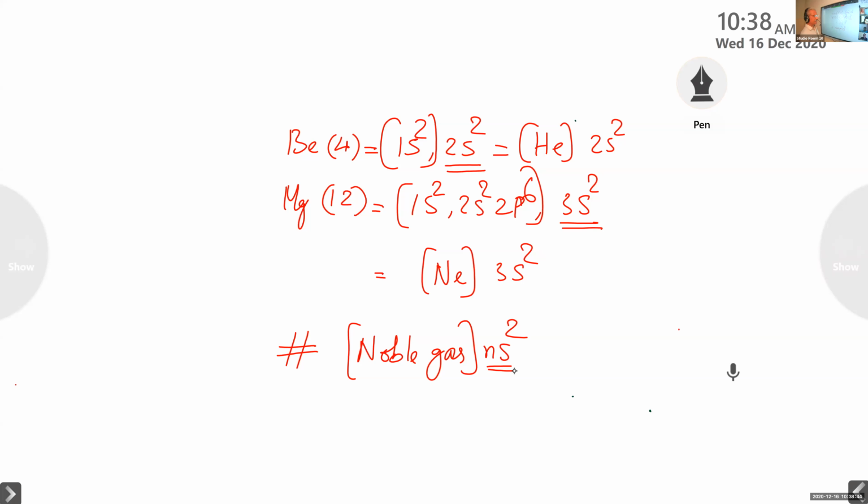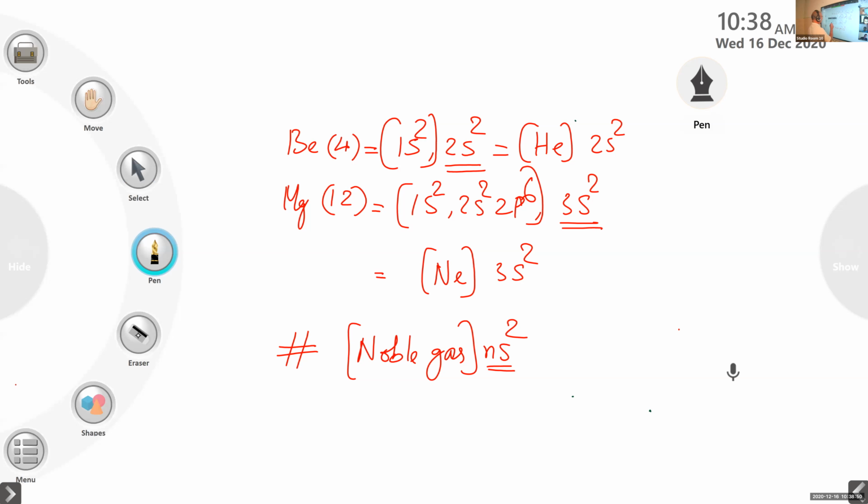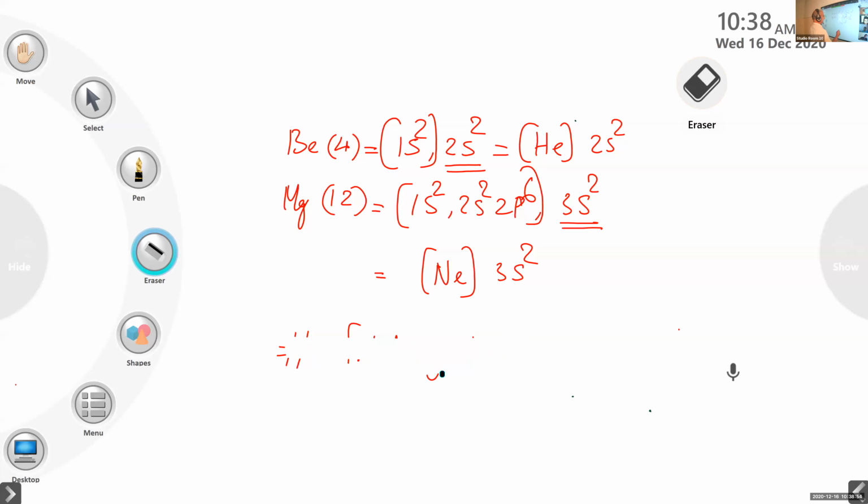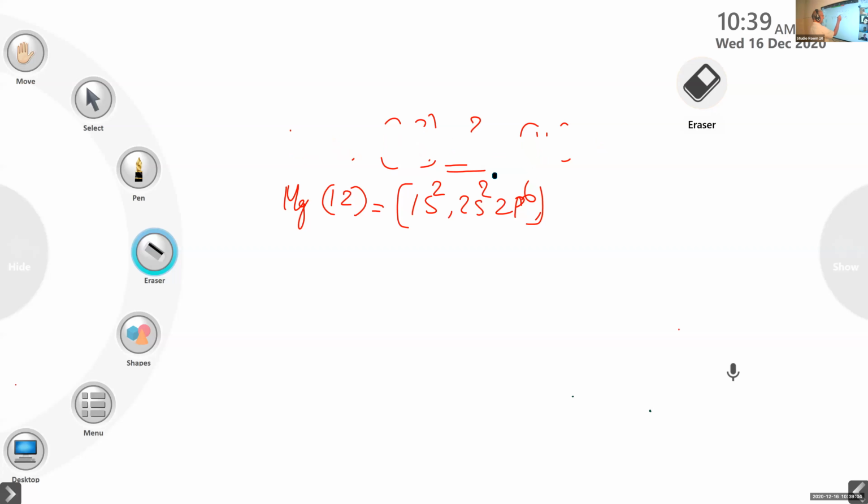Now let us see the diagonal relationship. We have seen in the case of alkali metals the diagonal relationship of lithium with, remember? Forgotten? Do you remember? The diagonal relationship of lithium with what?